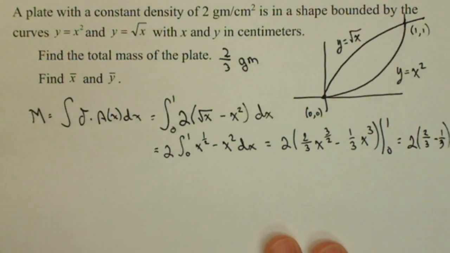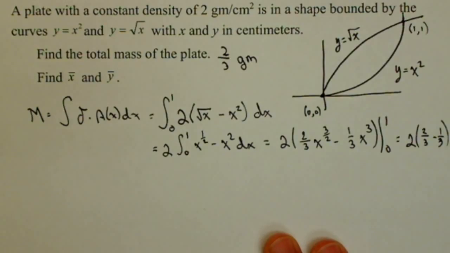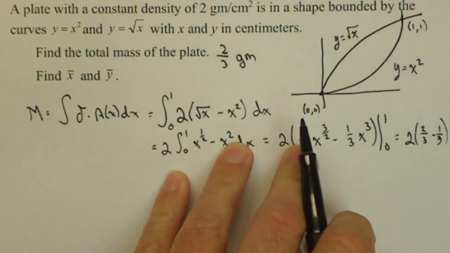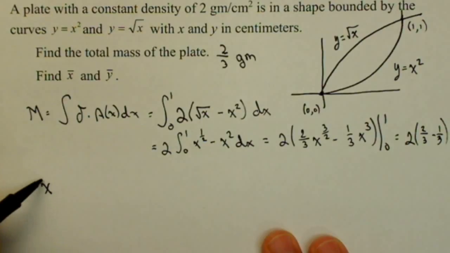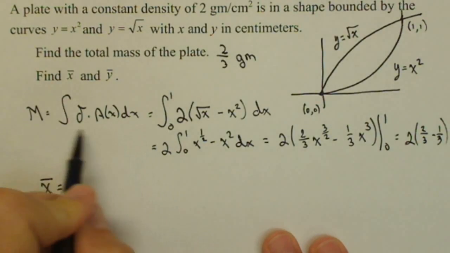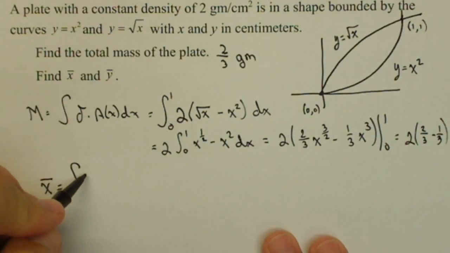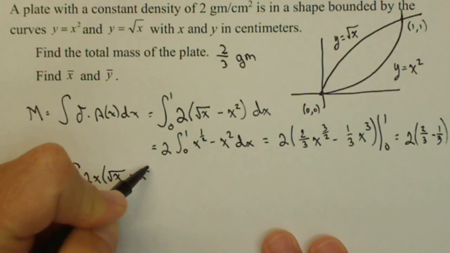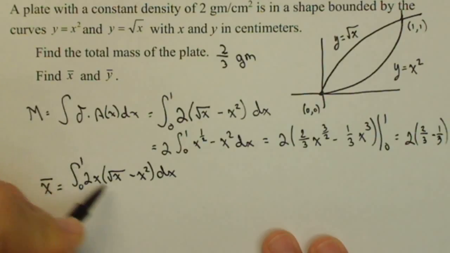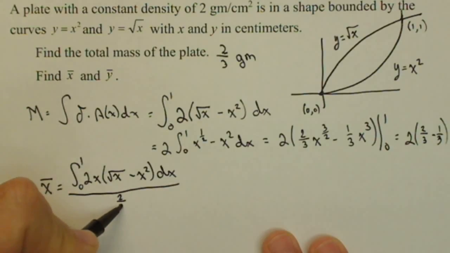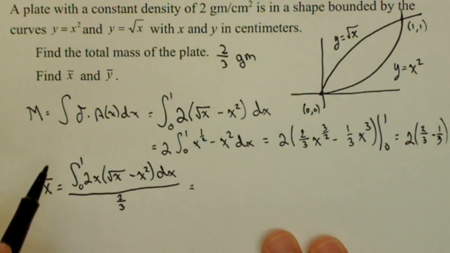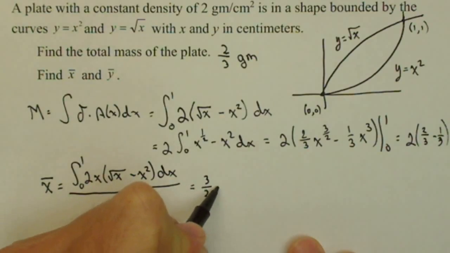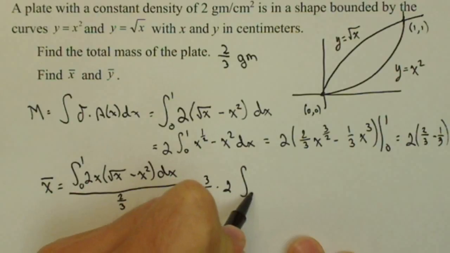Now to get x bar or y bar, you need the moment divided by the mass. Because we've already set up the area in terms of x, it's going to be very easy for us to get x bar. It's going to be basically this integral here, but multiplied by another x. So 2 times the integral of x times square root of x minus x squared dx. That'll calculate the moment. And the mass we already calculated at 2/3. So I'm going to collect my constants here. Dividing by 2/3 is the same thing as multiplying by 3/2. So 3/2 times 2 times the integral from 0 to 1.